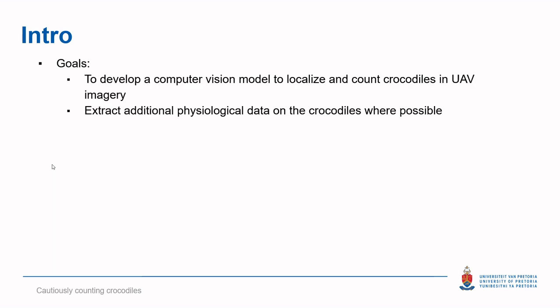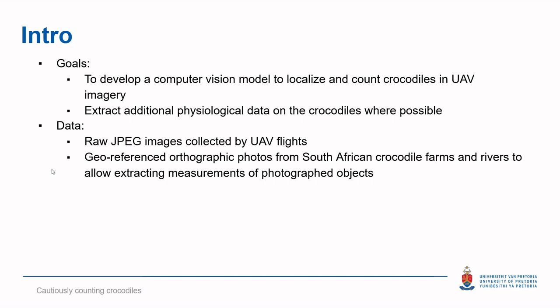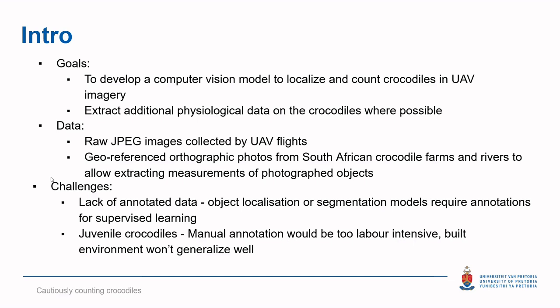The goal of our project was to develop a computer vision model to localize and count crocodiles in UAV imagery, as well as extract additional data. The data that we were working with was the raw JPEG images collected by the UAVs, as well as georeferenced TIFF files. The challenge that we encountered was a lack of annotated data, which is required for training supervised machine learning models.